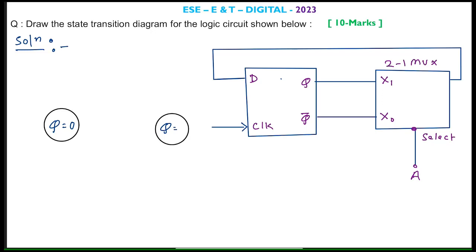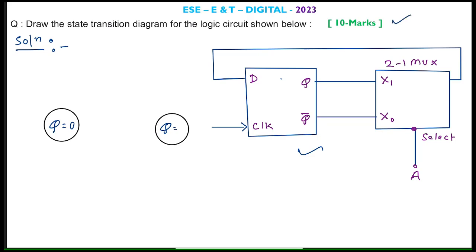So the question here is, draw the state transition diagram for the logic circuit shown below, and this is the circuit shown here. This question was asked in the engineering services mains exam for the electronics and telecommunication branch from the subject of digital, for 10 marks.